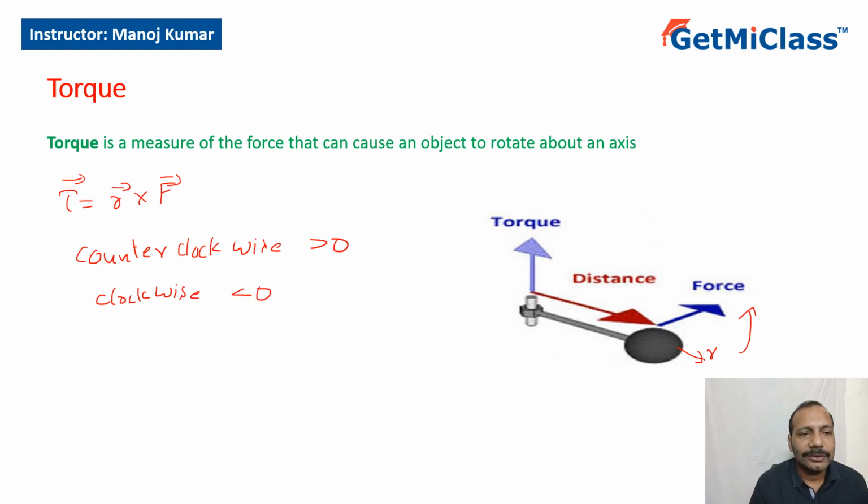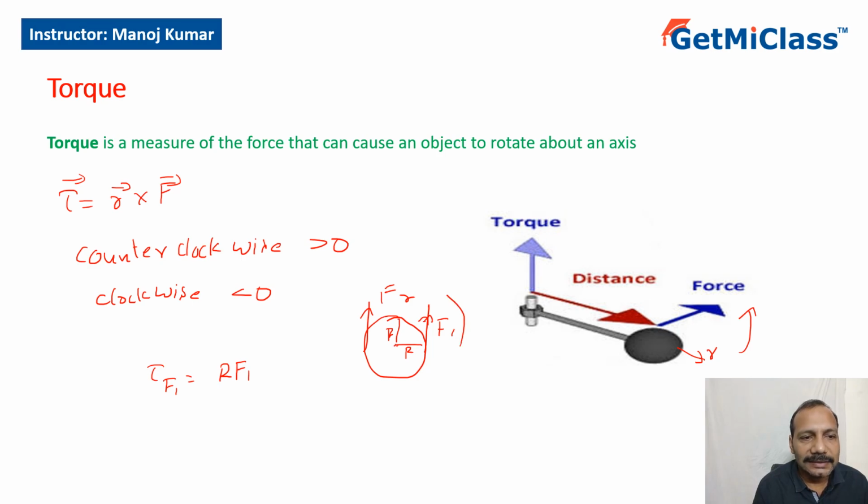So for example, let's say I have a disc of radius r. Now I'm having a force F1 acting like this and a force F2 acting like this. Then torque due to F1 would be equal to how much? The perpendicular distance is r and the force is F1, so it is r into F1. Now is it positive or negative? You can see that this torque due to F1 about the central axis is trying to rotate it anti-clockwise, so it is positive.